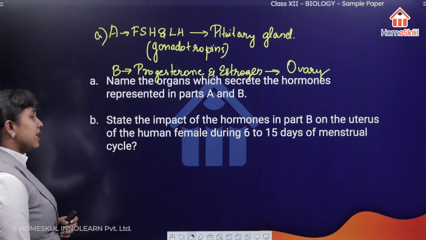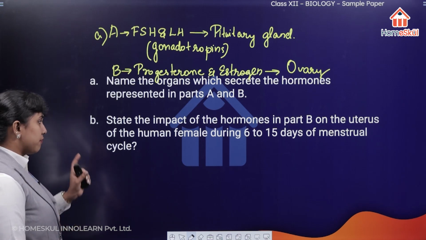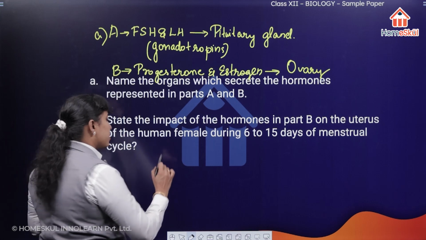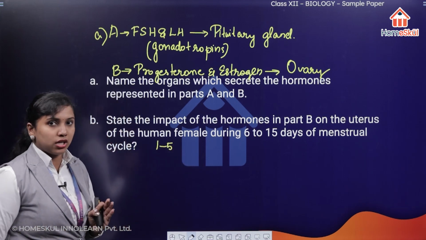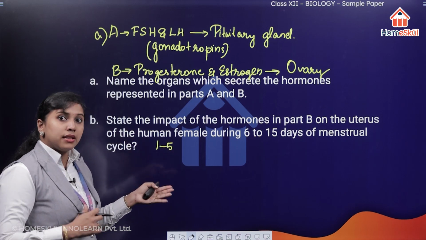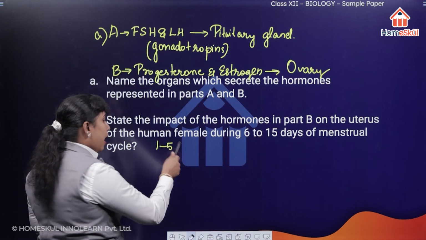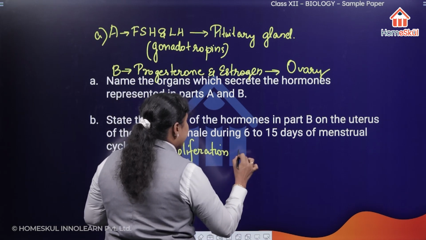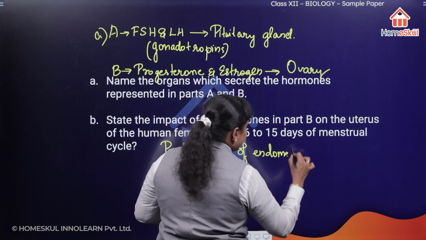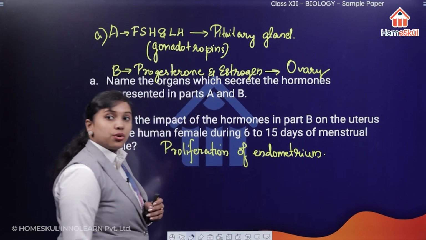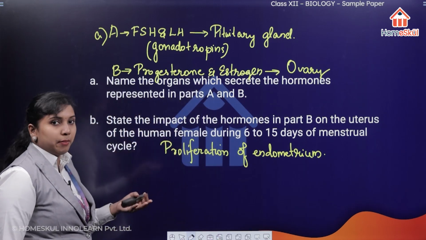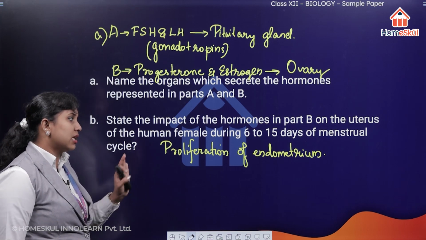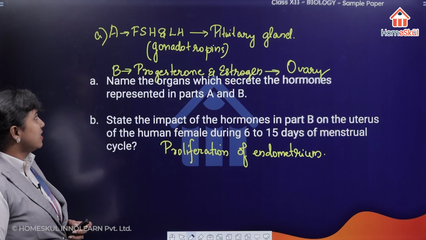Then B, state the impact of the hormones in part B on the uterus of the human female during 6 to 15 days of the menstrual cycle. During the menstrual cycle, we know that the first 5 days is the menstrual phase where bleeding occurs, and after that, what happens? The proliferation of endometrium takes place there, to welcome another pregnancy, right? This is due to the impact of the hormones from part B, that means the estrogen and the progesterone. Estrogen is mainly helping in the proliferation of the endometrium. Okay, let us move on to the next question.